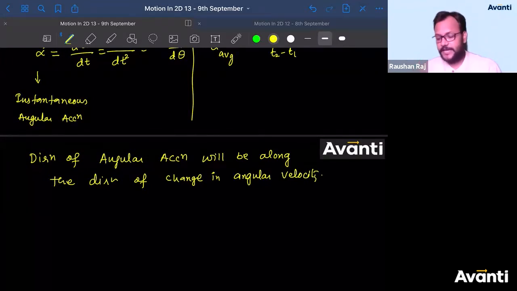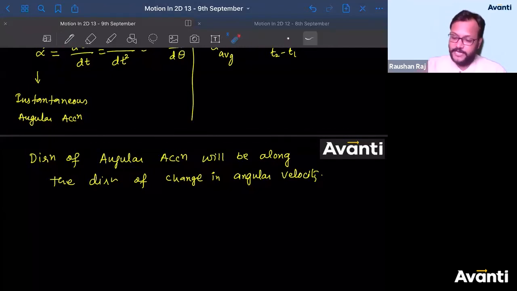Again, what will be the direction of angular acceleration? The direction of angular acceleration will be along the axis of rotation. How will you find it? Most of the time it will be given to you, or torque will be given to you, or you have to find the direction of change in angular velocity, and then you can find the direction of angular acceleration. You cannot find the direction of angular acceleration by using the right hand thumb rule. No, you can't do that. You can find the direction of angular acceleration by finding the direction of change in angular velocity.